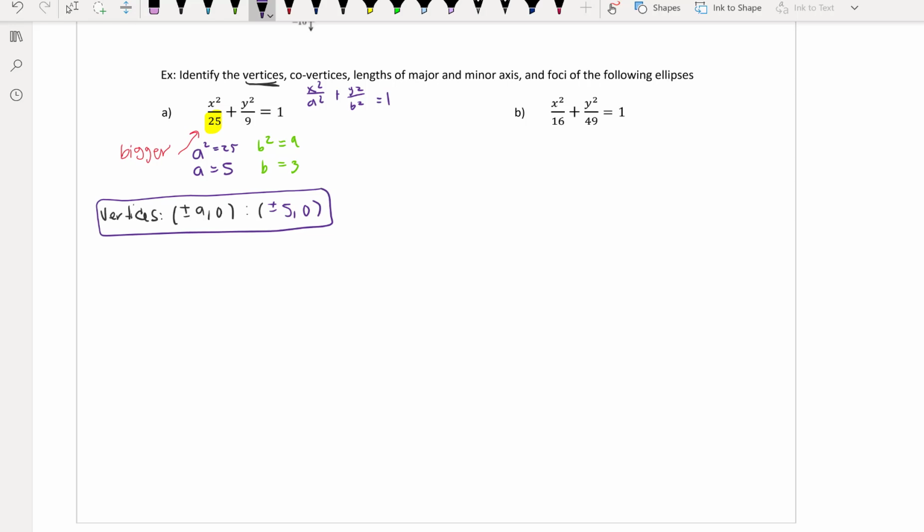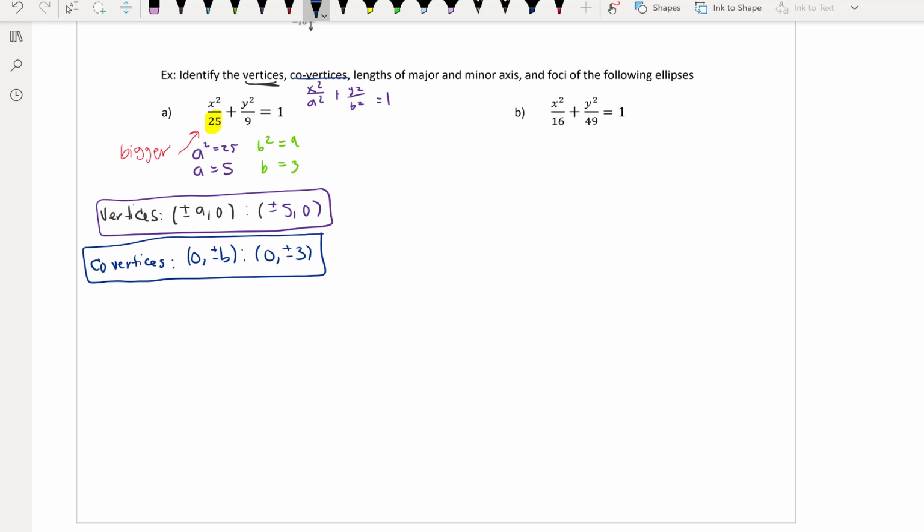That's what I have. Now, for the second part, it says that I want the co-vertices. For the co-vertices, that's 0, comma, plus or minus b. But I already know my b value. My b value is 3, so that's 0, comma, plus or minus 3. So now I have my co-vertices.